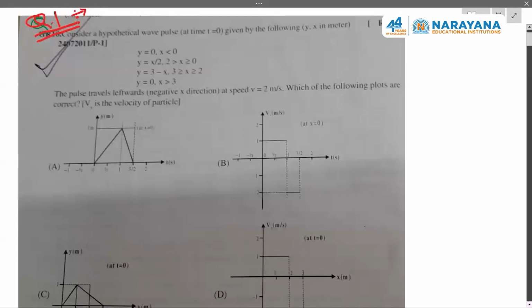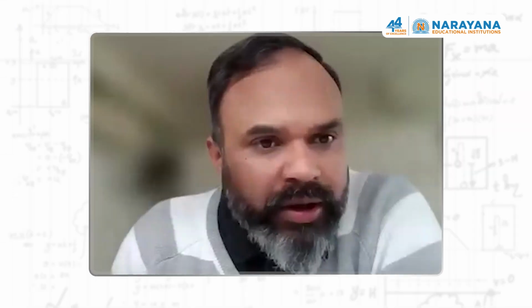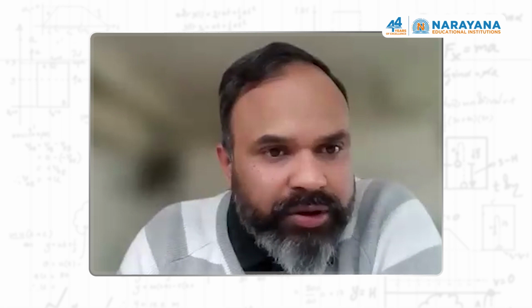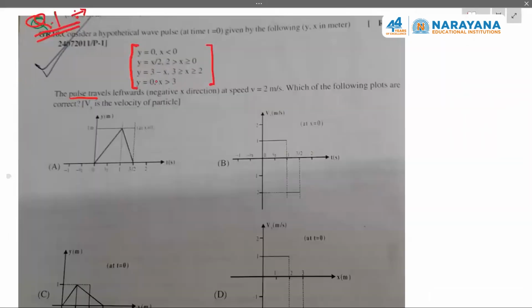And this pulse is given to you at the time instance t is equal to 0. There is a complete pattern. If you look into the shape of this pulse at t is equal to 0, they have specified that completely, that I will draw afterwards. And the main information is that he is letting the pulse travel leftwards, right? And the speed is also given, 2 meters per second.